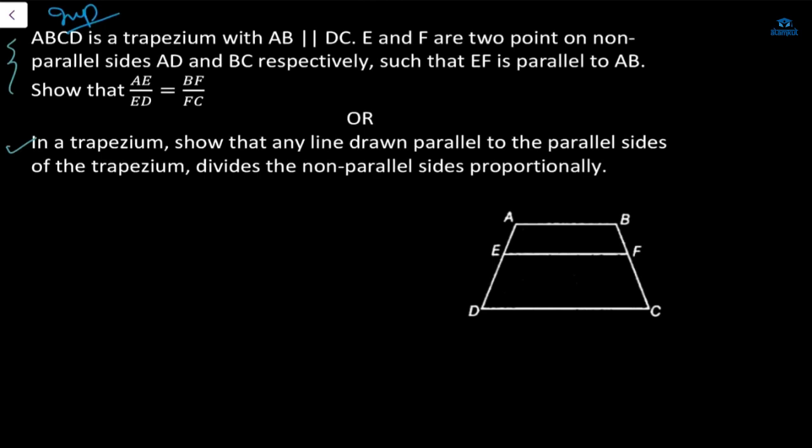I'll give you a hint that construction is required here. You need to join the two diagonals. Name the intersection point G, or any other point, whatever you feel like, O or anything. Now try it.